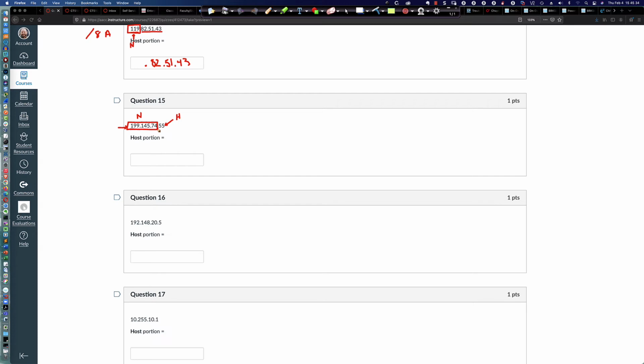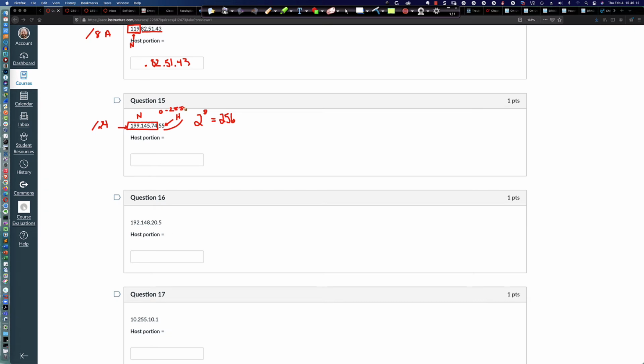And in a Class C, because it's a /24 classful network boundary, the last 8 bits can represent the hosts. That means we would have 2 to the 8 possible IP addresses. Now, I didn't say usable IPs or assignable IPs. Total, we're going to have 256 possible addresses. Think about it. It could go from 0 up to 255.